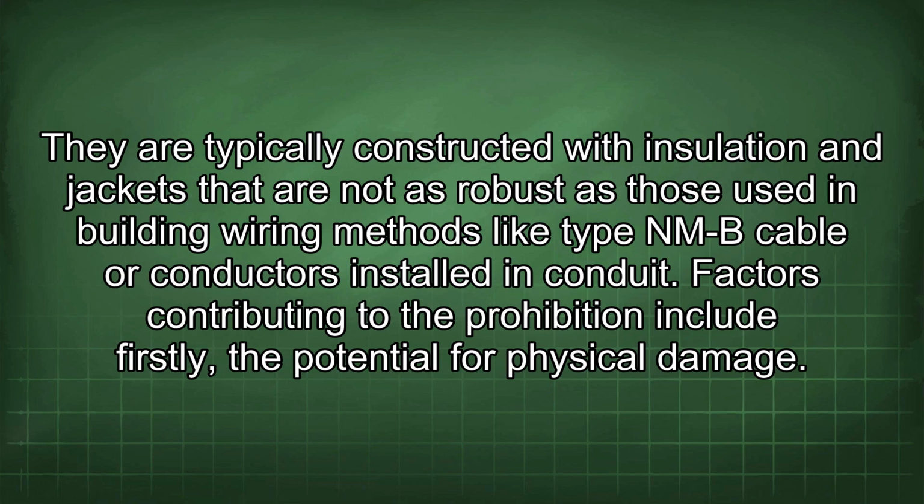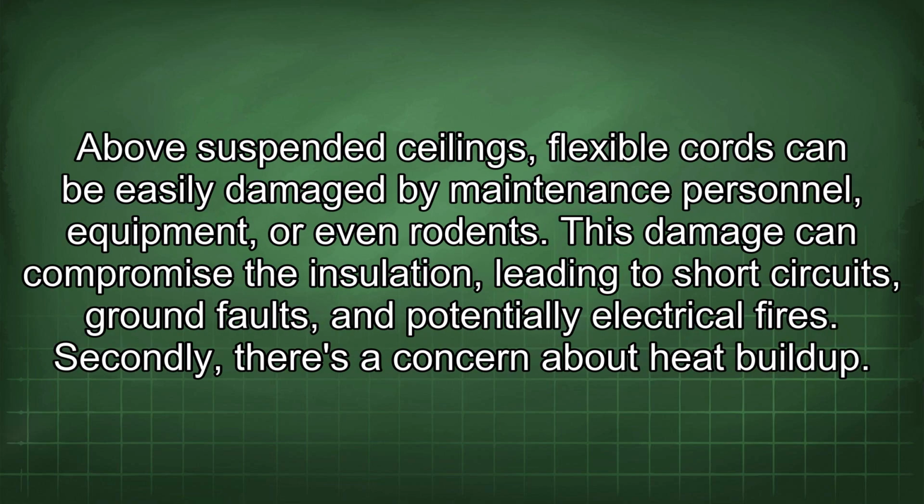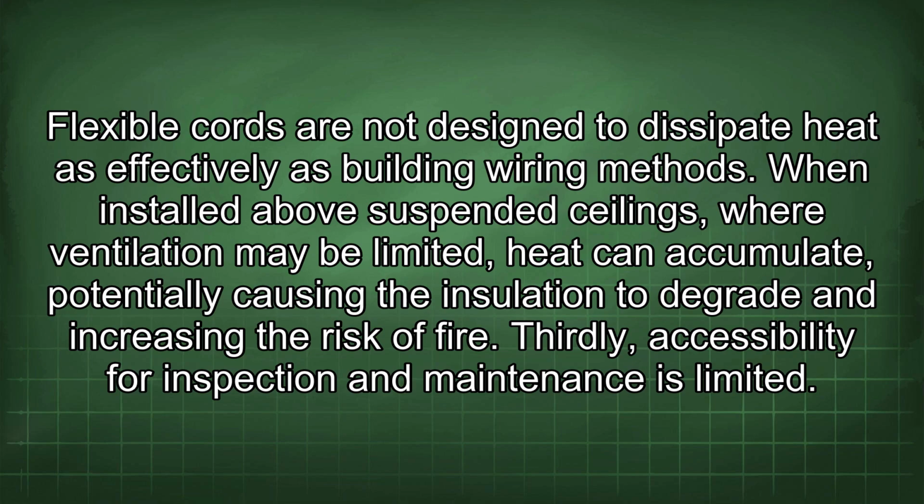Factors contributing to the prohibition include, firstly, the potential for physical damage. Above suspended ceilings, flexible cords can be easily damaged by maintenance personnel, equipment, or even rodents. This damage can compromise the insulation, leading to short circuits, ground faults, and potentially electrical fires. Secondly, there is a concern about heat buildup. Flexible cords are not designed to dissipate heat as effectively as building wiring methods. When installed above suspended ceilings, where ventilation may be limited, heat can accumulate, potentially causing the insulation to degrade and increasing the risk of fire.